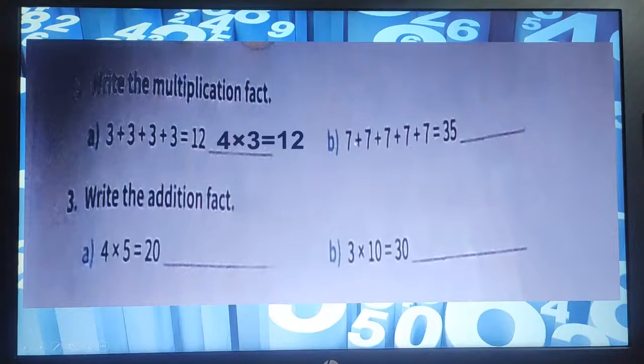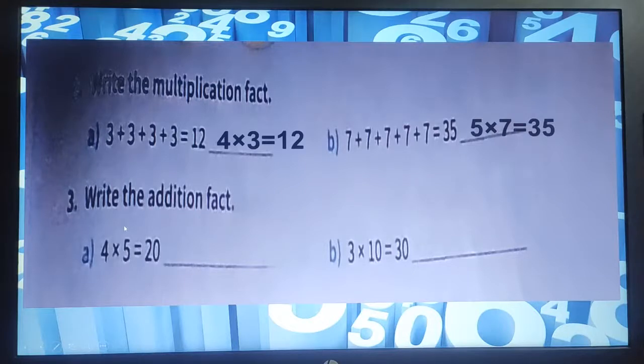Here in the B1, there are 1, 2, 3, 4, 5. 5 sevens added together, that is 7 plus 7 plus 7 plus 7 plus 7 is equal to 35. So 5 into 7 is equal to 35.